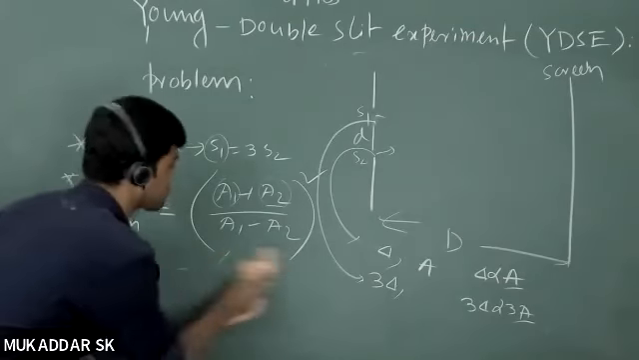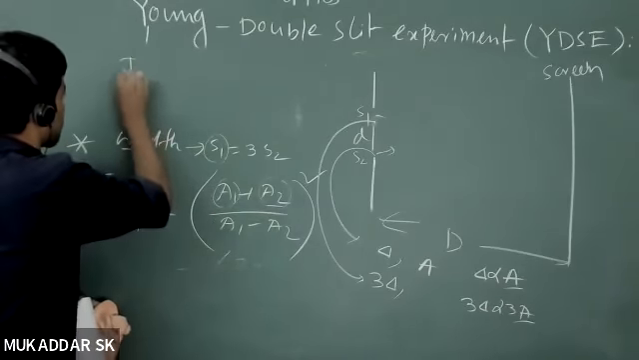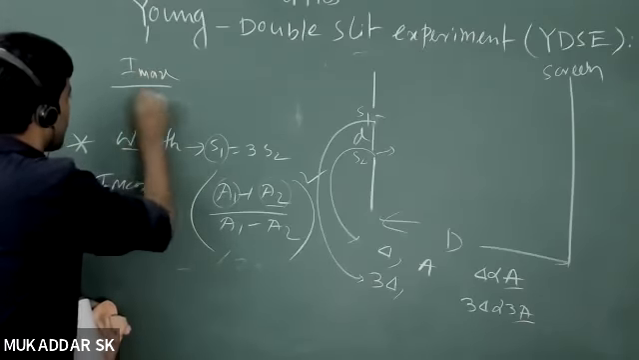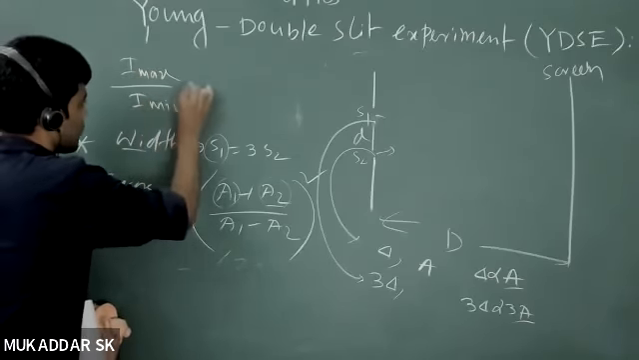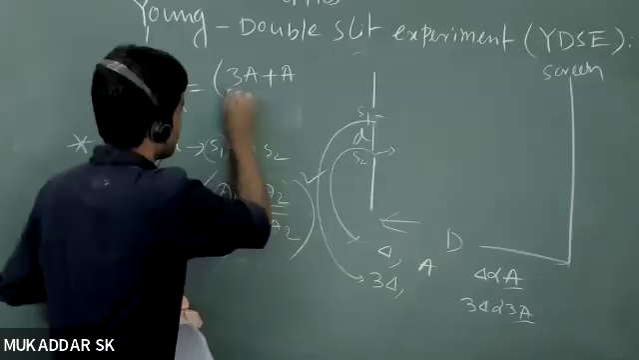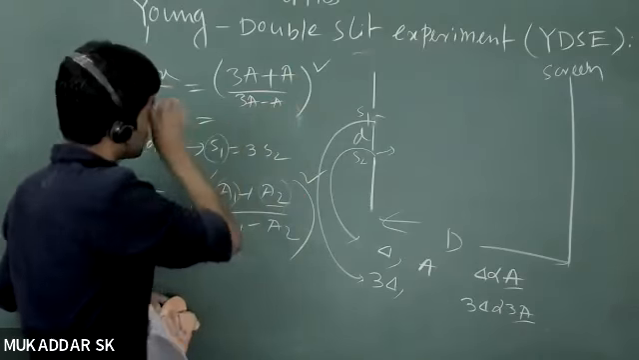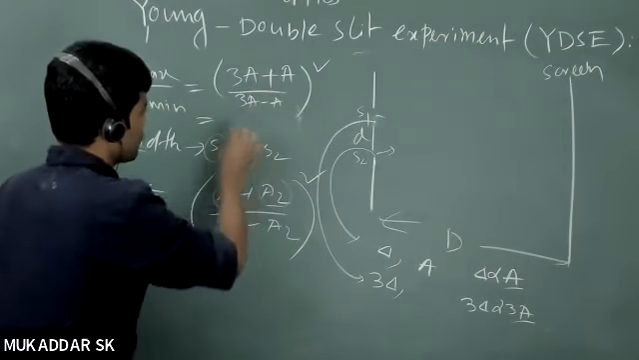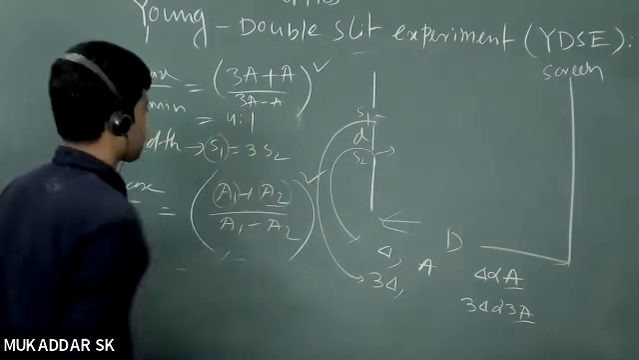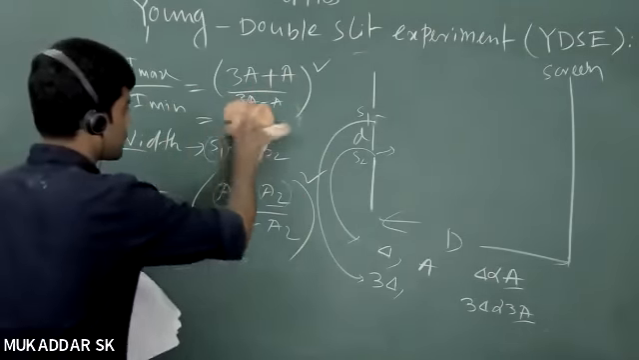Yes, sir. हाँ, so we will basically get I max by I min. I max by I min, that will be how much? That will be 3a plus a divided by 3a minus a का whole square. So that will be how much basically? 4 by 2, so 4:1, right? 4:1, right? Or 4 by 1 you can say.